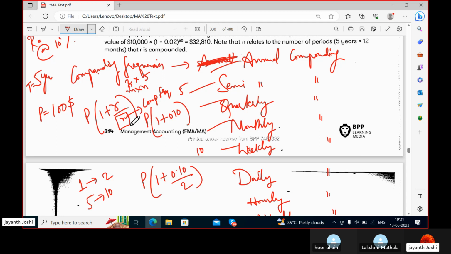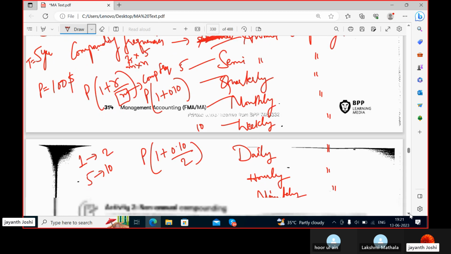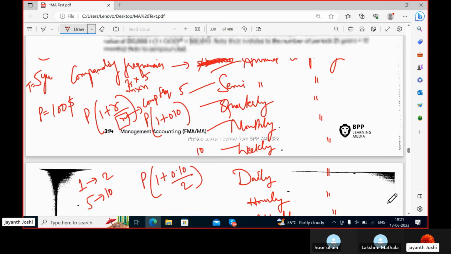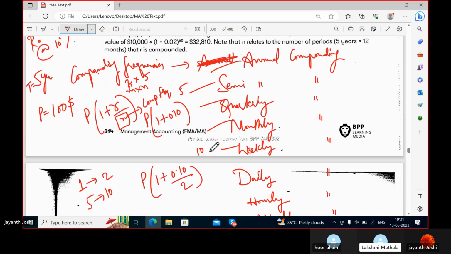If it is quarterly compounding, it will be r by 4 whole power 4 into 5. If it is monthly compounding, r by 12 whole power 12 into 5. It goes in that way. Okay. Will you note this one? Then you have to do the second question. Note this and tell me if done.